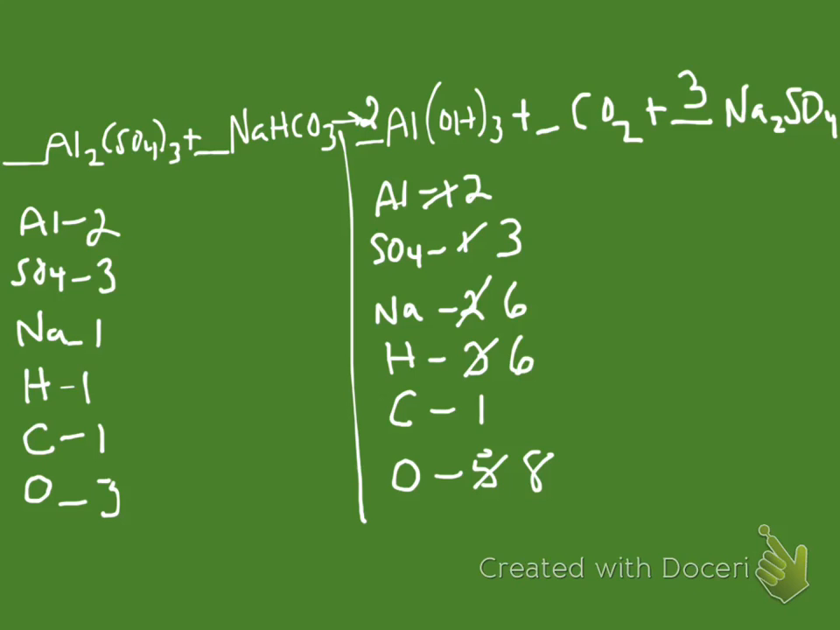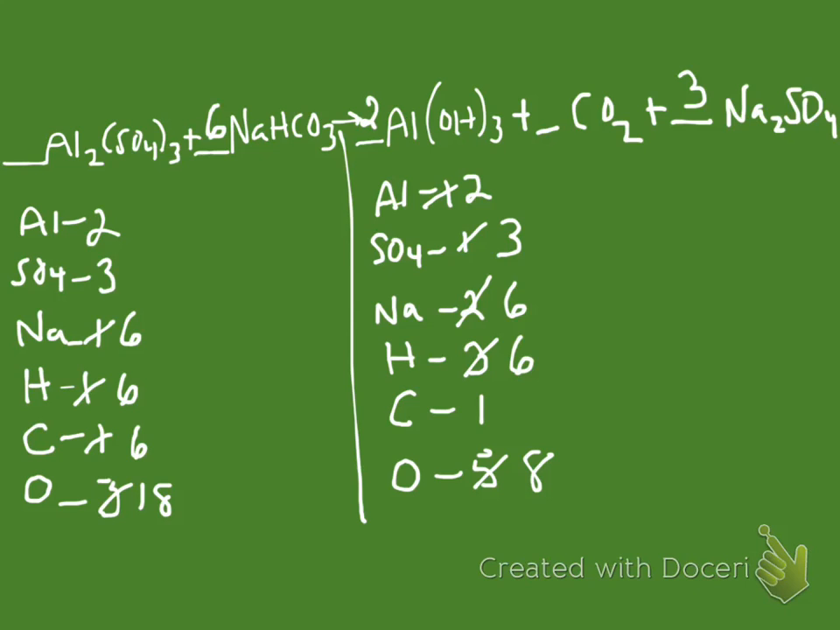Okay. Well, if I want to try to balance my sodium, which I'm going to have to do, obviously, I could put a 6 here. That gives me 6 sodiums. 6 hydrogens, that looks promising. 6 carbons, and 3 times 6, 18 oxygens. Okay, this is not insurmountable. We're going to get someplace.